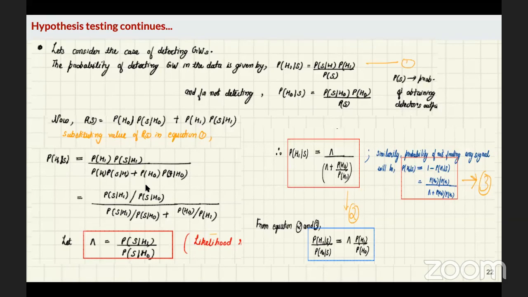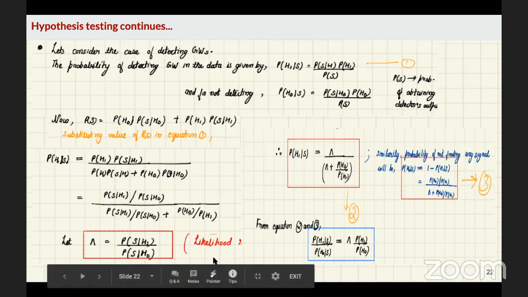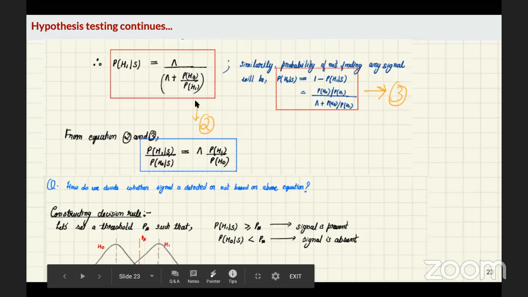Okay. Now, if we do some math, some computation, we obtain the ratio of the probability of S given H1 and S given H0. This will form the likelihood ratio. And this basically defines the statistic which we use for claiming a detection. Now, going to the next slide.